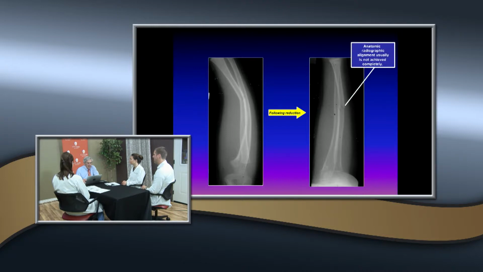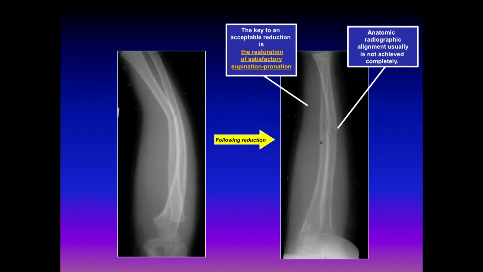Well, the anatomic reduction is not completely achieved, but you've got satisfactory restoration of the supination rotation. That's the important thing that you need to do, that you've really reestablished that. And once you've got that, even though it's still a little bit crooked, that's what the patient's going to complain about, because on this view here, this patient's not going to have much of a cosmetic difficulty, but you do want to reestablish the rotational component.